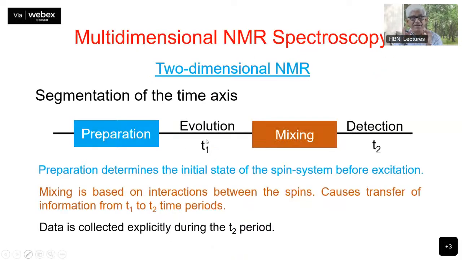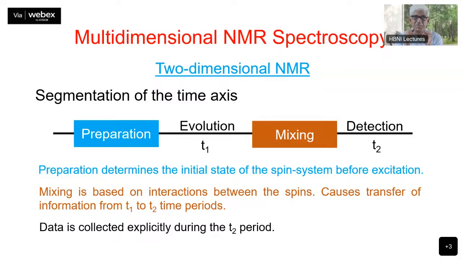Okay, so now we enter into this topic of multidimensional NMR spectroscopy. To begin with, we will use two-dimensional NMR. Of course, it can be extended into the multi-dimensions. The fundamental principle here is what is known as the segmentation of the time axis, which I already previously mentioned to you. When you do Fourier transform NMR, the excitation and the detection are separated in time.